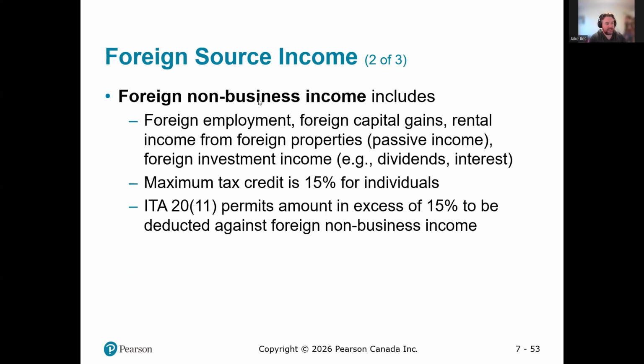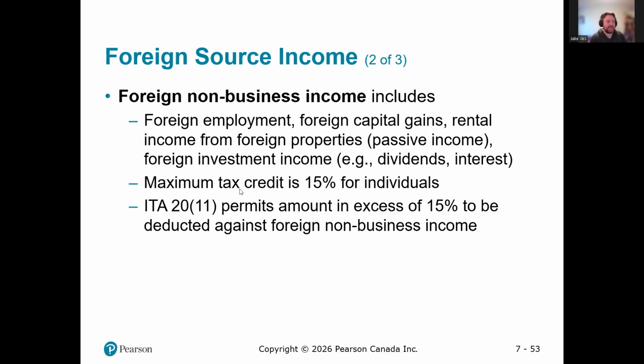Foreign non-business is the more complicated tax credit. This includes foreign employment, capital gains, rental income, and foreign investment income. The reason it's more complicated is that the maximum tax credit you can get is 15% for non-business income. So if the US taxed you 25%, your tax credit isn't going to be more than 15. If I earned $100 and got taxed 25% in the US, my tax credit in Canada is only $15. I paid 25, but I get a credit of 15.